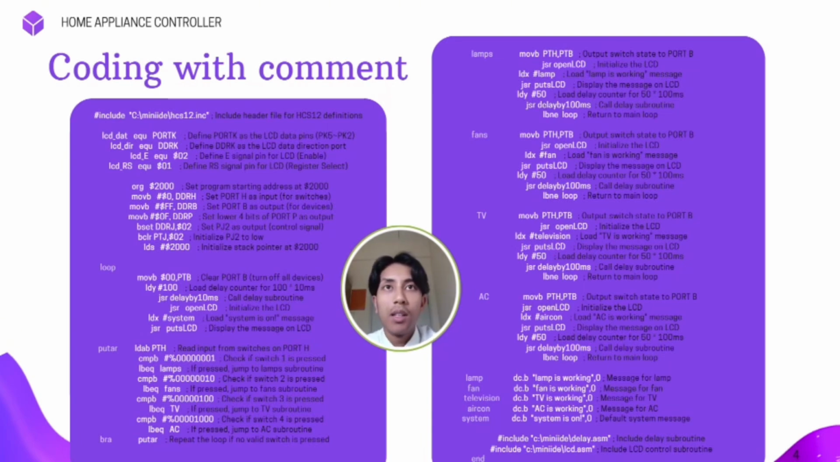So for the short explanation, the program starts by displaying the system message and checks if any switch is pressed. If one switch is pressed at a time, the corresponding device is activated and the message is shown on the LCD, and the system will continue to loop, waiting for the next input.